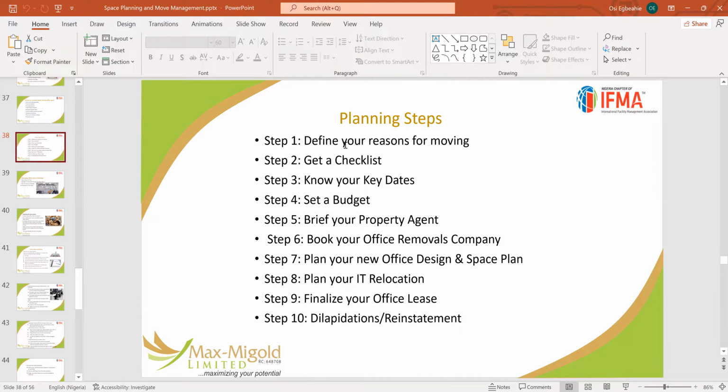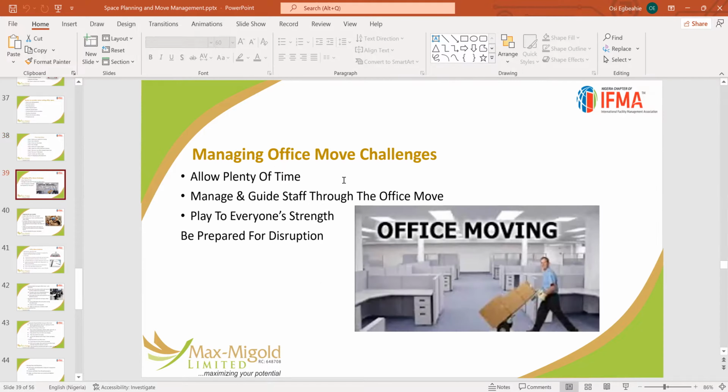book your office movers company, plan your new office design and space, plan for IT relocation, and finalize your office lease, dilapidation or reinstatement. Normally, once you are renting a facility, you have the dilapidation or reinstatement clause, which tells you to return the building back to the way it was before you leased it. So you must know exactly what you need to do.